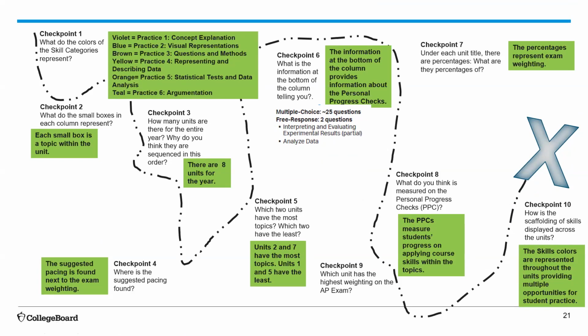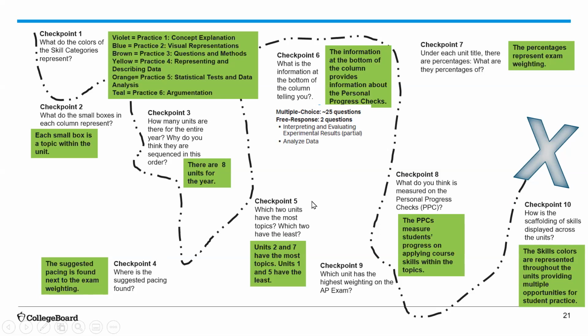Why do you think they're sequenced in that order? Now, there's no one right answer to that question. I would think they're sequenced in that order because they go from the most basic to the most complex, that the later units build upon knowledge that was gained in the previous units. Checkpoint 4, where is the suggested pacing found? At the top, where it says the number of class periods.